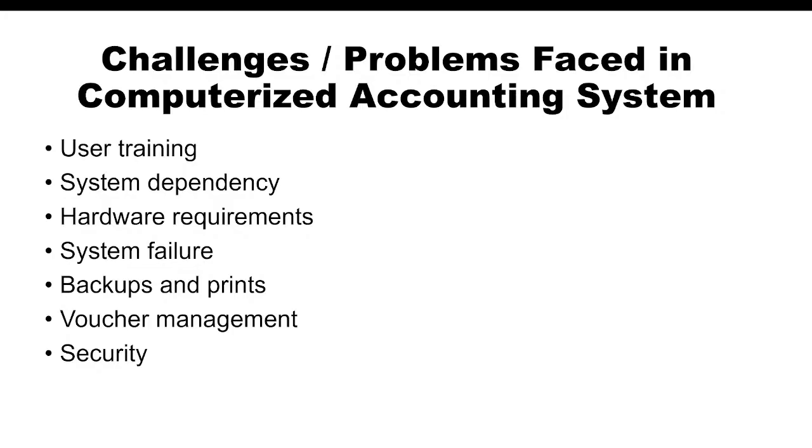We also have backups and prints. Backups of the data should be done regularly so that when data is lost, it can be restored from the floppies or the backups. We also have voucher management. Accounting software allows easier alteration of data. So if a voucher is wrongly placed in a long head, it will be very difficult to sort out and bring back to the voucher. So good voucher management is very essential.